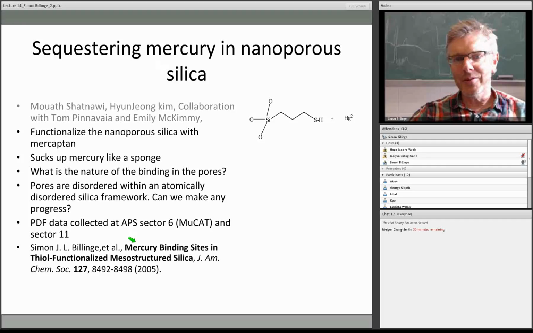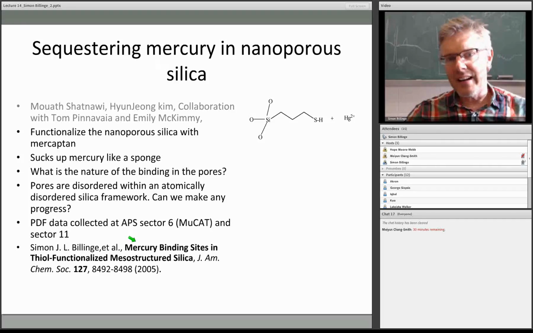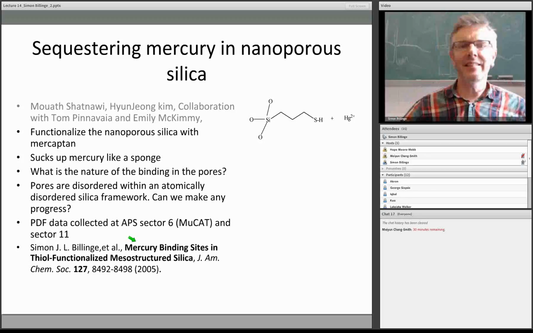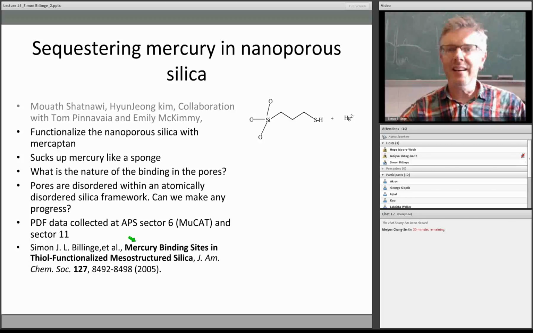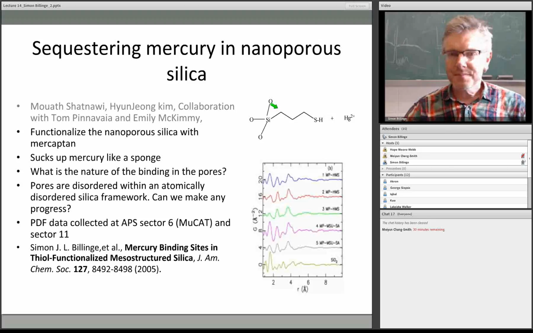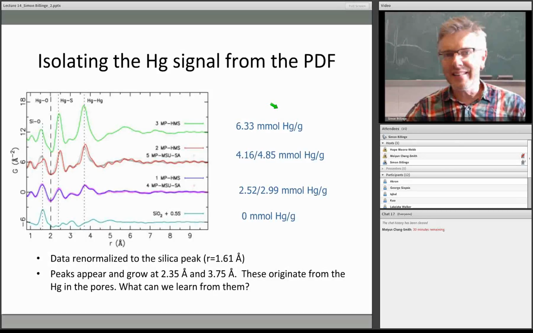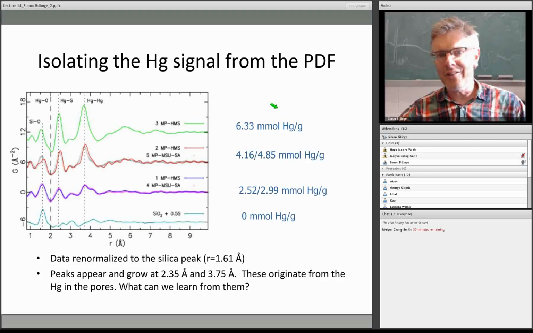And so this was a collaboration with Tom Pinavaya at Michigan State University, and he's actually got some thiol functionalized silica, and it's very good at binding mercury. And this is what the mercaptan molecule is that's functionalizing the nanopores, and this is the thing that binds the mercury so well. And we collected data, and the data didn't look like much. They had a very strong silica signal, and there's just a few peaks that you can see.